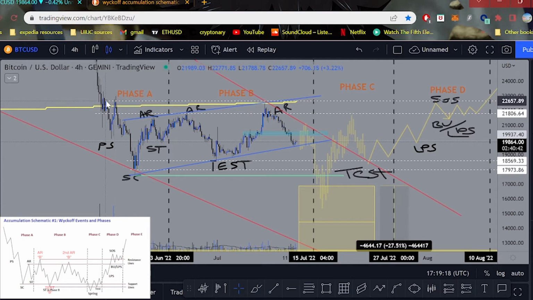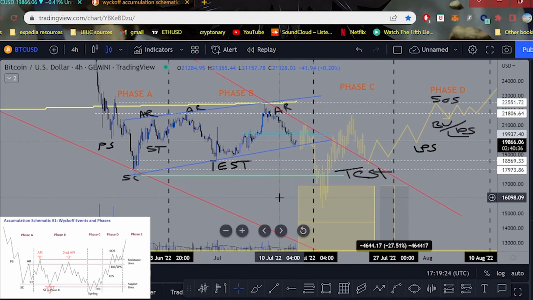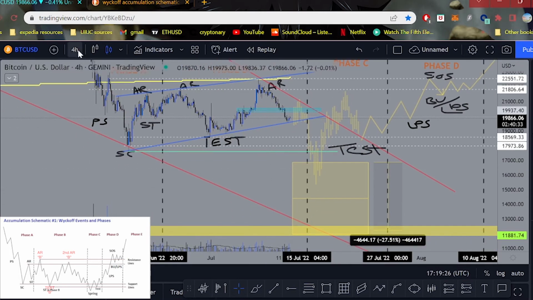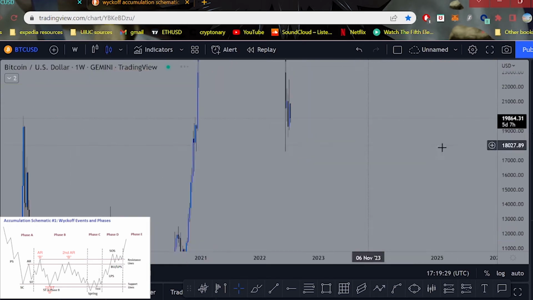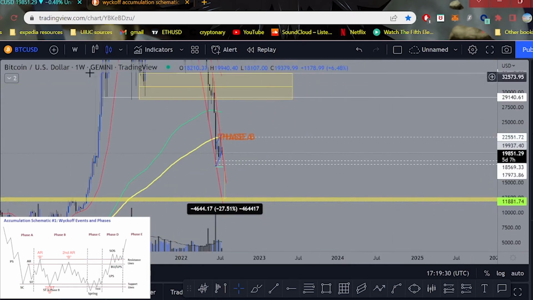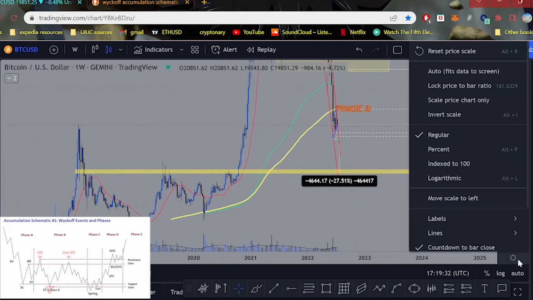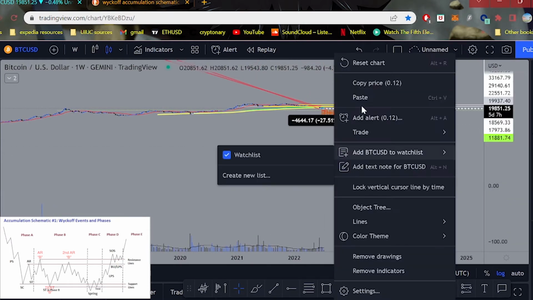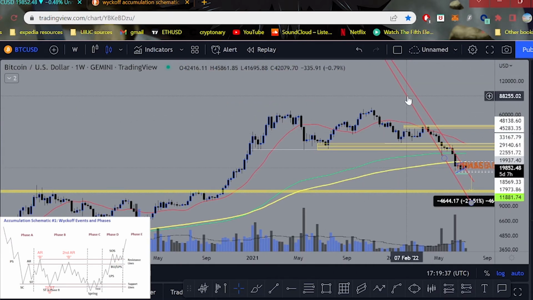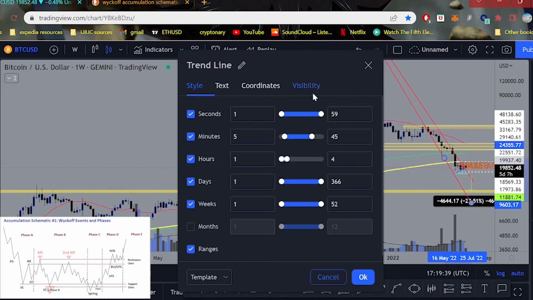But aside from that, I am mostly a long-term investor, and what I see here is a time where Bitcoin is at a really, really intriguing spot. If we look at the logs here, let's go to log, and this will be all wonky. That's fine. Let me just hide these.